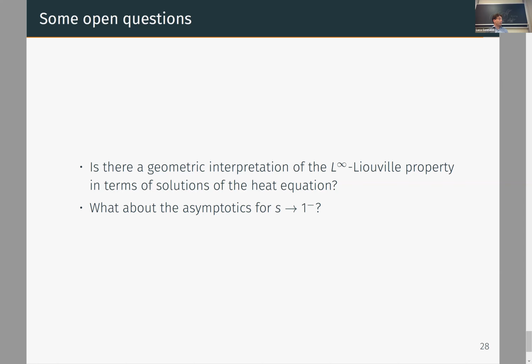And of course, another question is the asymptotics for s going to 1, because at the beginning I showed you that it should behave like a perimeter. In the local case, this result is due to De Filippis, Ambrosio, and Martinazzi. So maybe there's hope to reproduce that also.